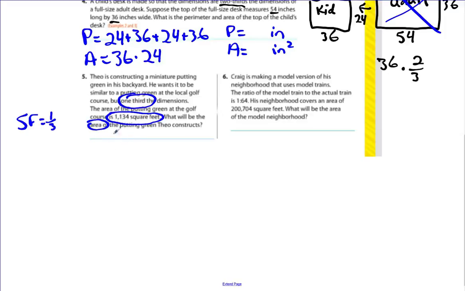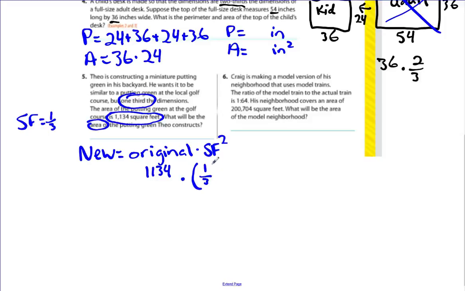So if we're wanting to solve for area, it's a lot like perimeter. The new area equals the original area, but instead of just times scale factor, since area is in 2 dimensions, it's scale factor to the second power. So we have 1134 times, and then in parentheses, 1/3 squared.